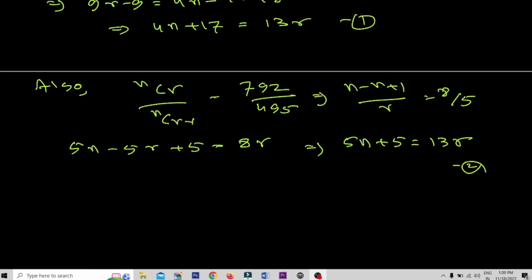Okay, so from 1 and 2 we are getting, on the right hand side of both, 13r. So from 1 and 2 we are getting 5n plus 5 equal to 4n plus 70. So n equal to 12. Done. The answer is n equal to 12.